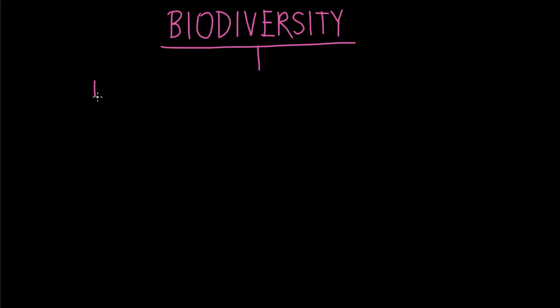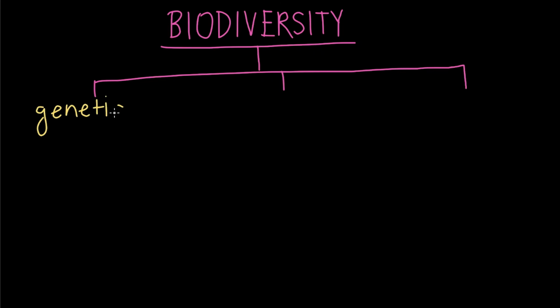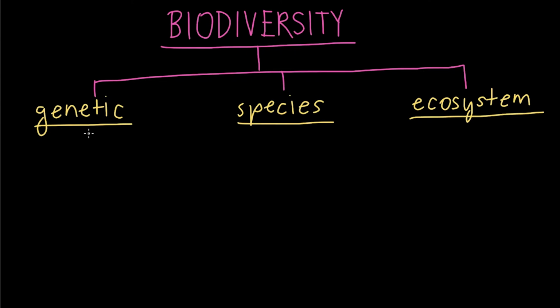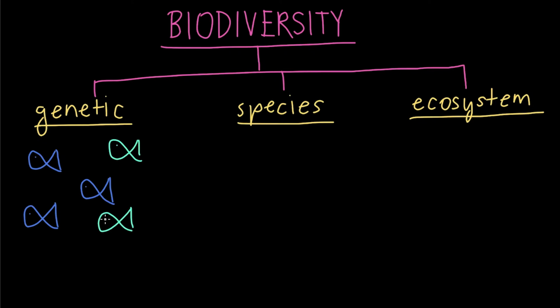Since biodiversity encompasses variations on both big and small scales, we can categorize biodiversity into three different levels: genetic diversity, species diversity, and ecosystem diversity. So when we say genetic biodiversity, we're referring to the genetic variation within a population or between populations. So for example, let's take a look at a population of fish in a coral reef. Some of the fish present in this population may be blue-colored, so let me draw some blue fish, while others are green-colored.